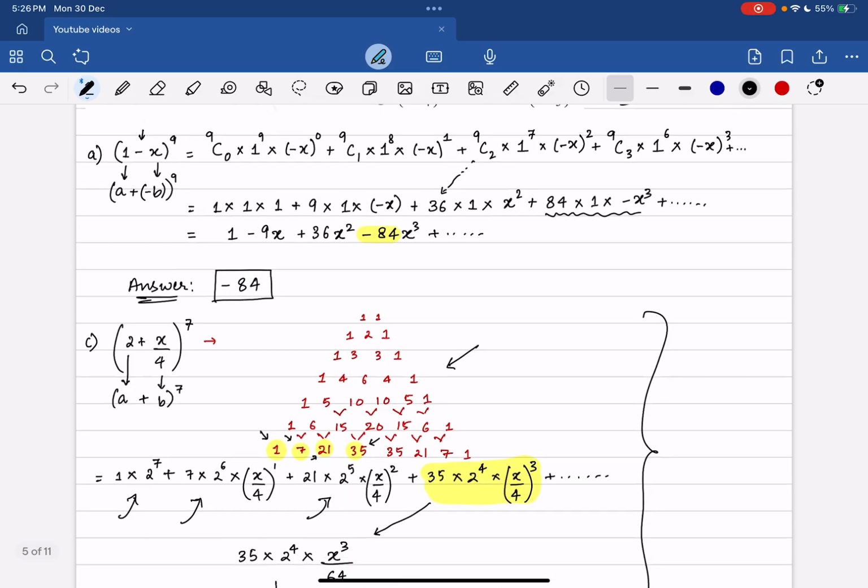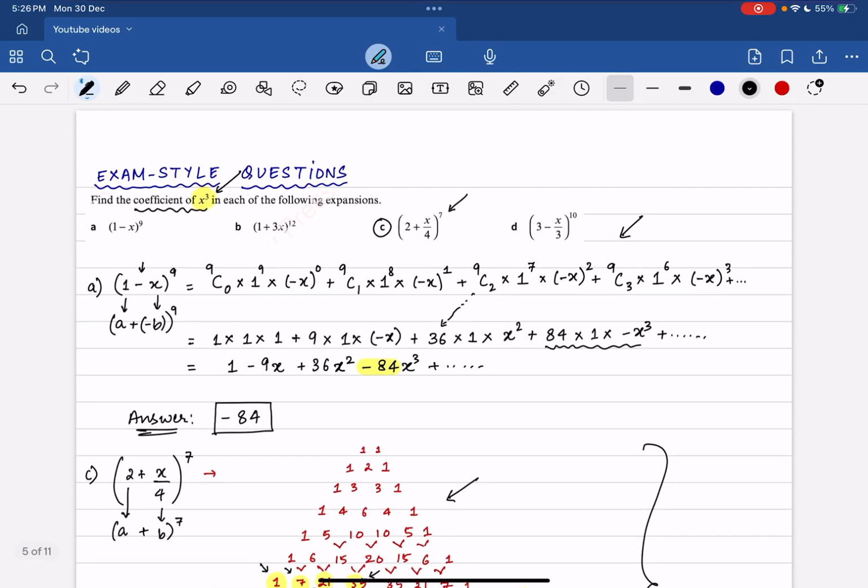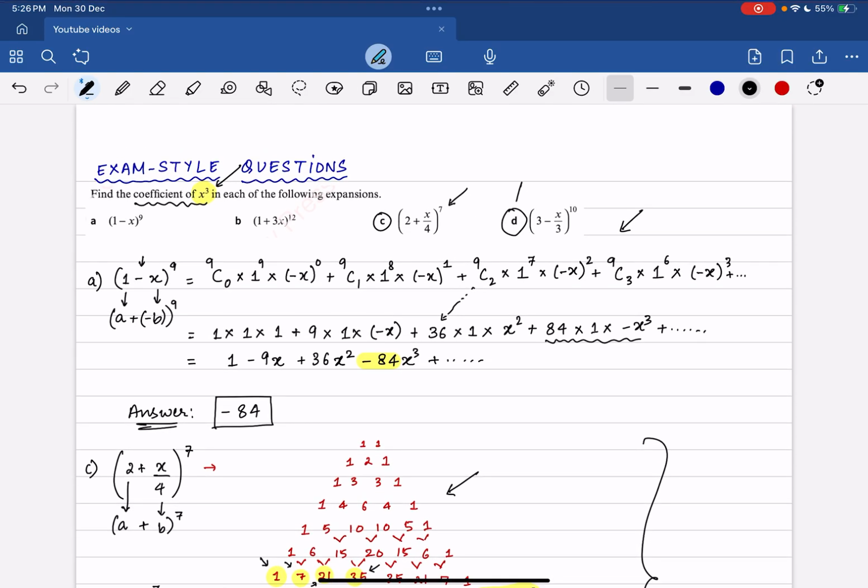Perfect. I think for homework, you all should try D and B. See, sometimes I give easier questions also for homework. Yes, and sometimes I give a little more difficult questions as well. Yes. Perfect.